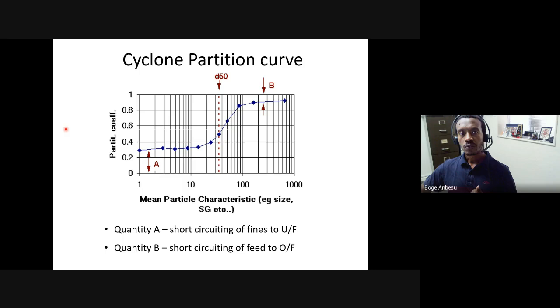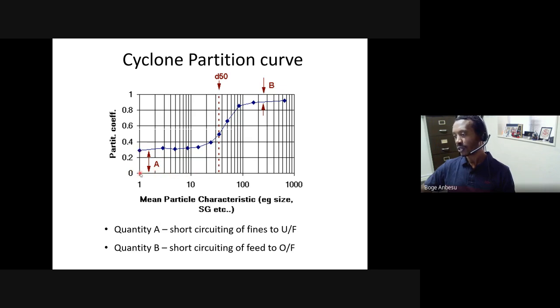I talked about causes for inefficiency in a cyclone, and I mentioned this curve last week as well. In this case, if it was a very efficient classification, this curve should be here at the bottom. But instead, we have about 25% of particles shortcutting into the coarse fractions. What I'm saying is, if this was my cut size, I expect all these particles smaller than somewhere around here shouldn't go to the underflow or to the coarse portion.